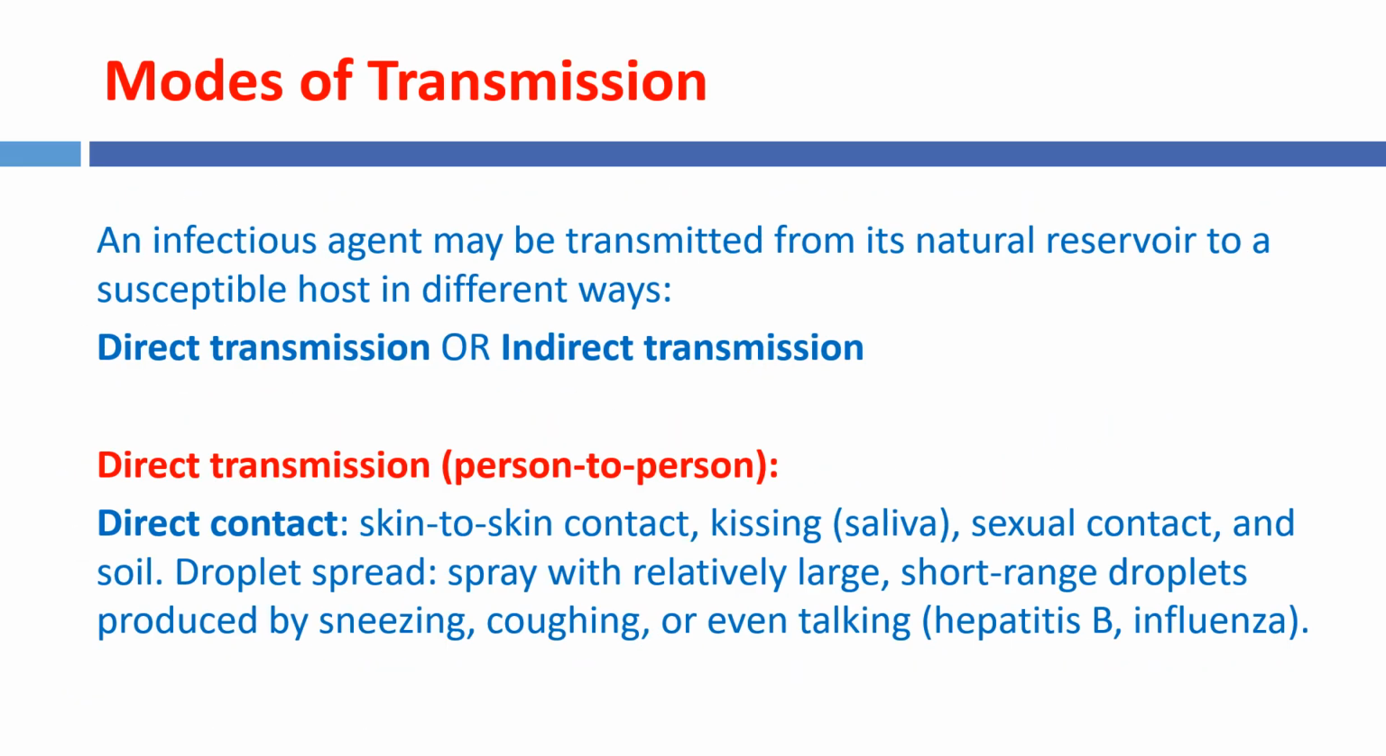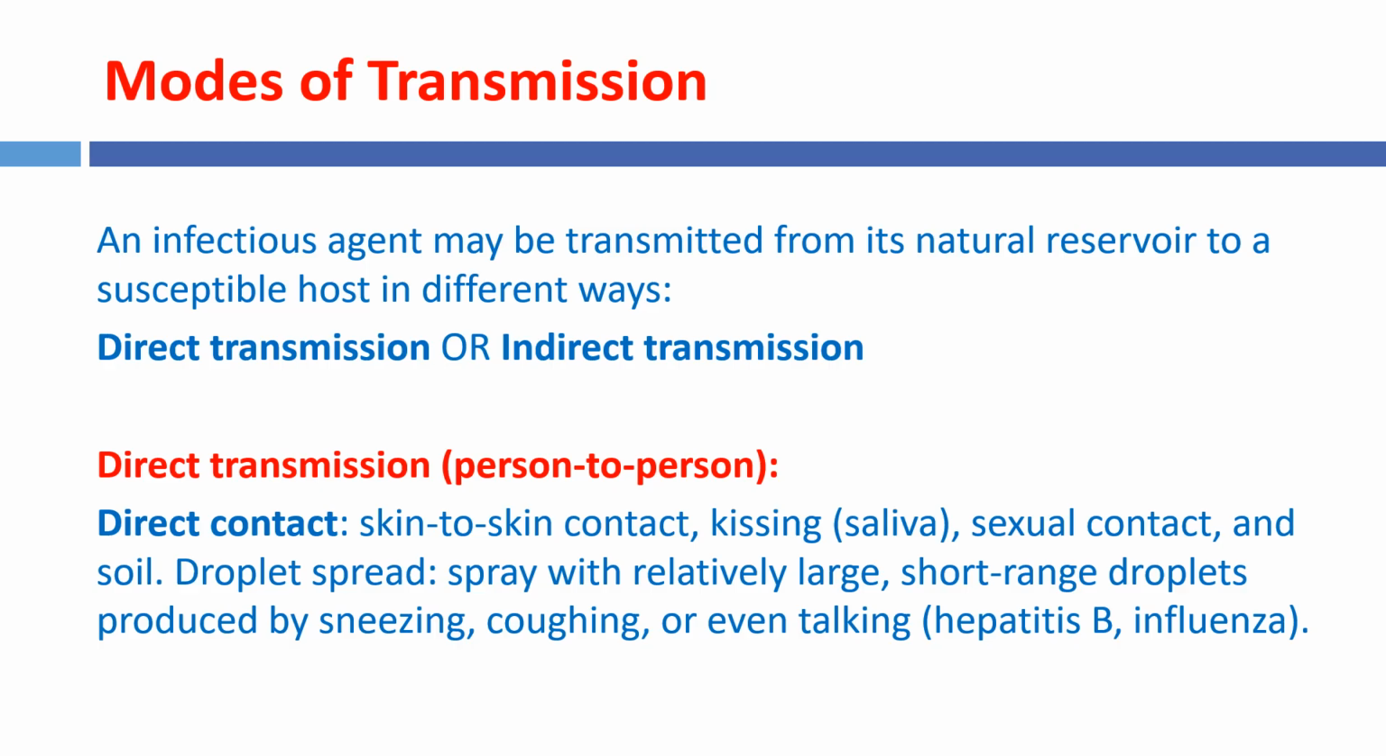Modes of transmission. An infectious agent may be transmitted from its natural reservoir to a susceptible host in different ways. It could be either direct transmission or indirect transmission. First, let's look at direct transmission. This is person to person directly. This can happen through direct contact, skin to skin contact, or through kissing, by saliva, or sexual contact, or through soil.